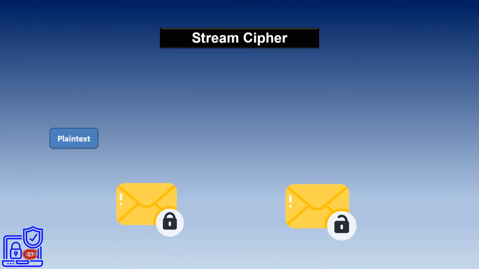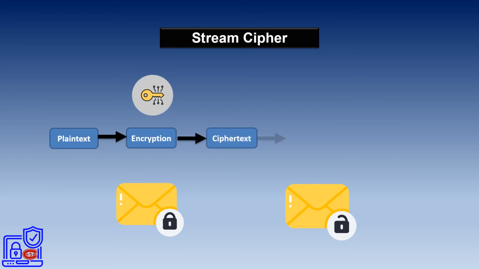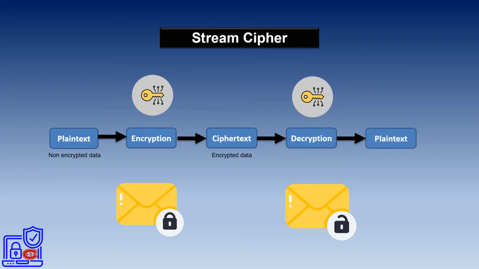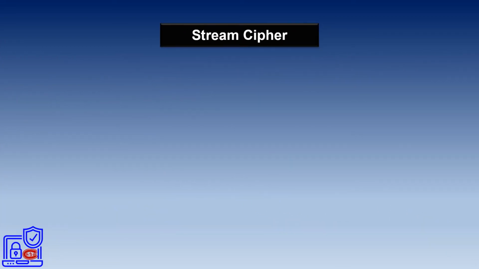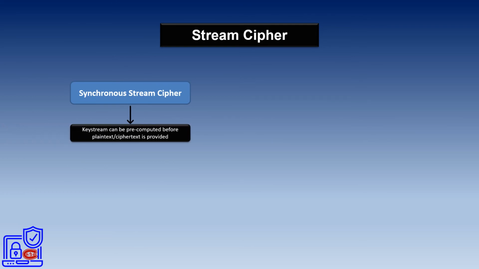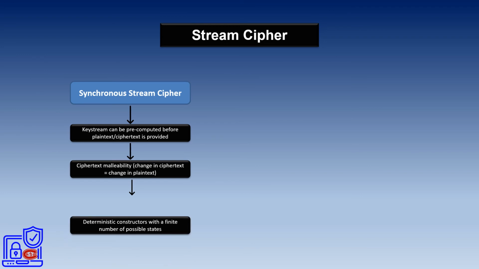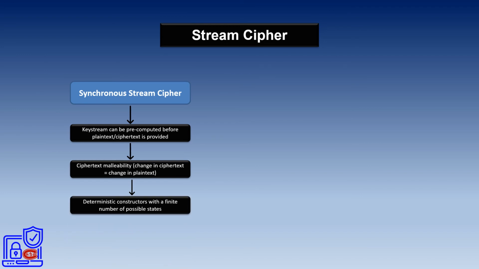A stream cipher is a method of encrypting text in which a cryptographic key and algorithm are applied to each binary digit in a data stream, one bit at a time. Synchronous ciphers have the advantage that the key stream can be pre-computed before plaintext or ciphertext is provided, often with parallelism. They have the disadvantage of ciphertext malleability and so will need to be combined with some form of message authentication. Synchronous ciphers are also deterministic constructions with a finite number of possible states and so will eventually cycle.